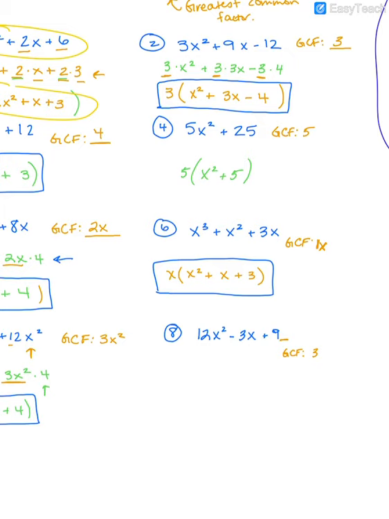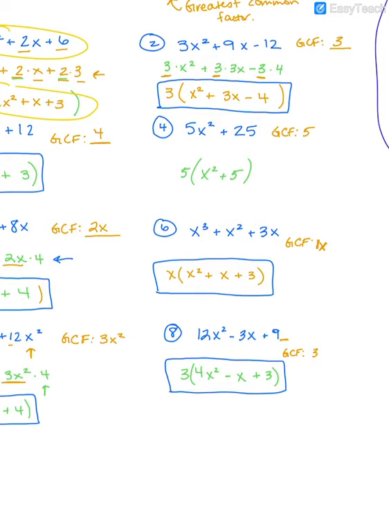So I have a 3 out front. And 3 times what number would give you 12x squared? I didn't pull any x's out, so I know it's something x squared. 3 times what number gives you 12 would be 4. A minus sign. 3 times what gives you 3x? 1x. So I don't have to write the 1 there. Plus 3 times what gets you 9? 3. And that will be your answer.